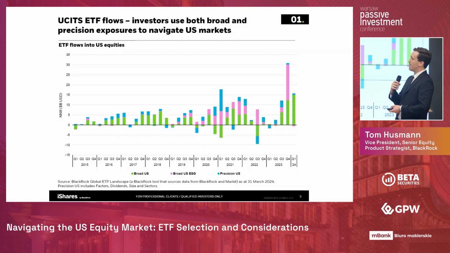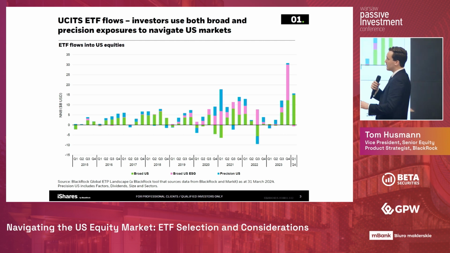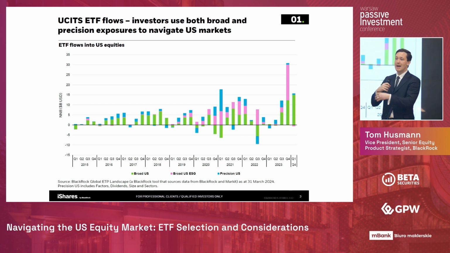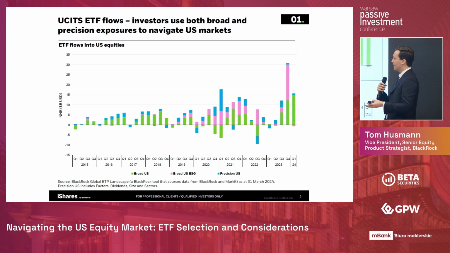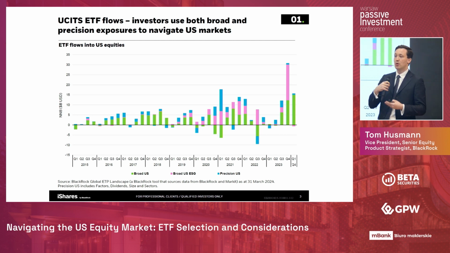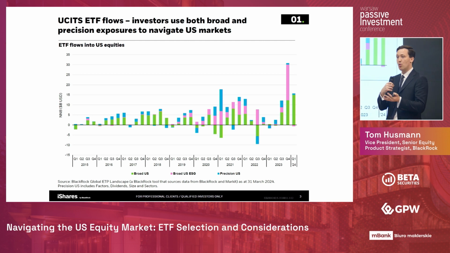So starting with the flows and what we've seen in EMEA. So here's an overview of the quarterly US equity flows from European investors since 2015. And we have broken it down to three different categories. So we have broad US, so which is your S&P 500. We have also MSCI USA, so your core allocations. Then we have broad US ESG, so the sustainable alternative of core. And then we have also thirdly precision exposures, which we call the granular exposures from sectors, from factors, and also size, like small caps and mid caps. So the more granular approach.